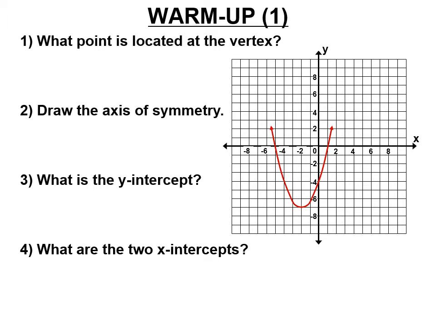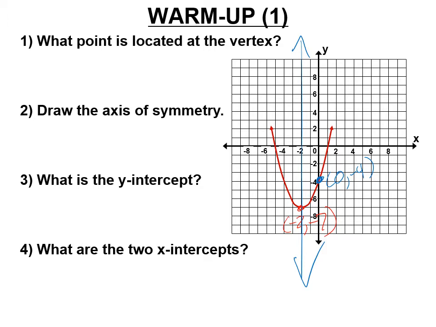All right, so what point is located at the vertex? The vertex is the lowest or highest point, and in this case, it is -2, -7. We're going to draw the axis of symmetry, which always is a vertical line going through the vertex. That looks like that. What is the y-intercept? The y-intercept is right there at 0, -4, where it crosses the y-axis.